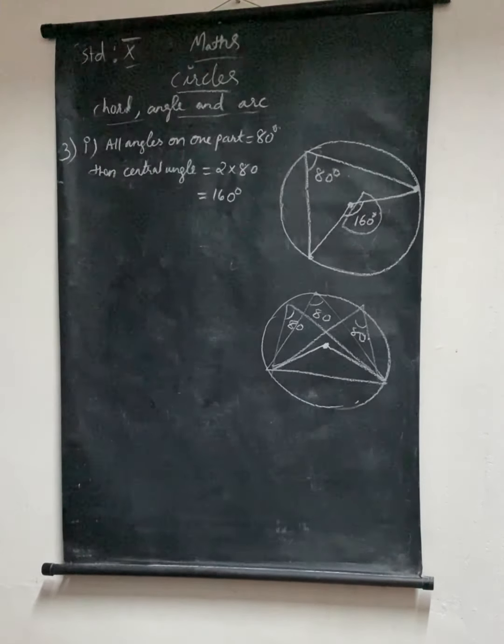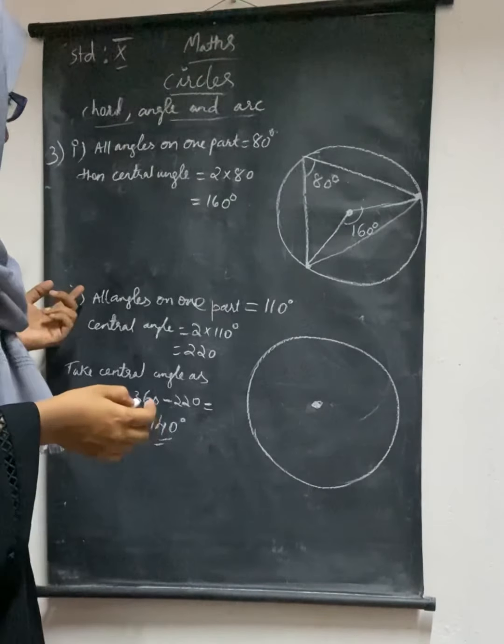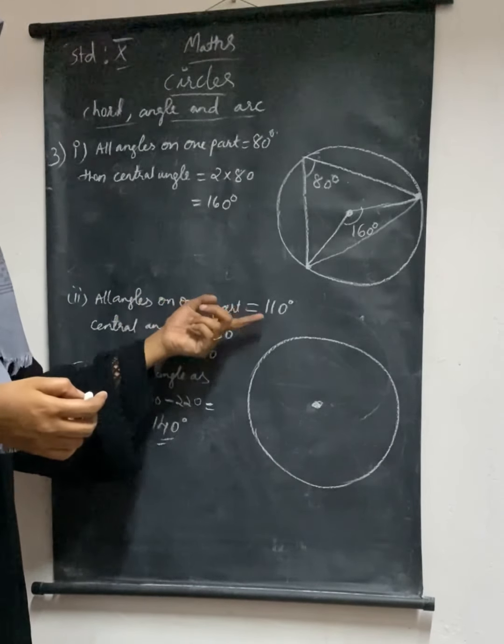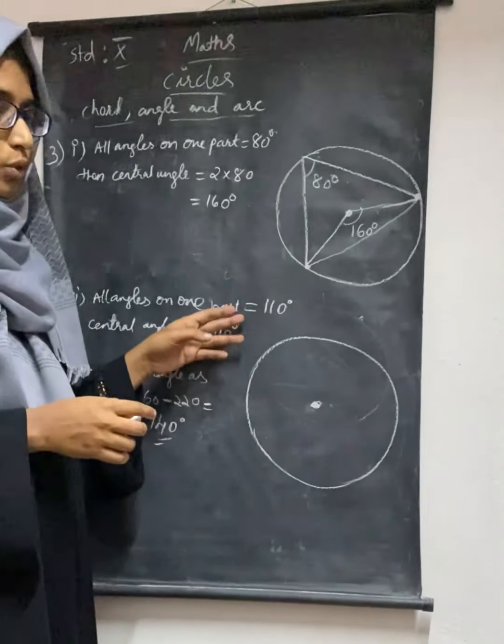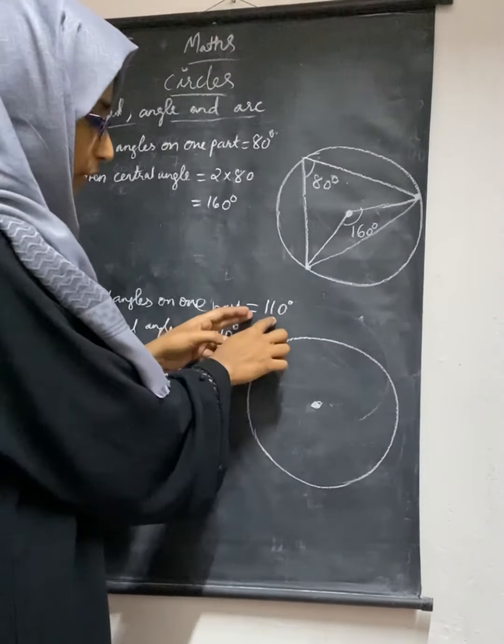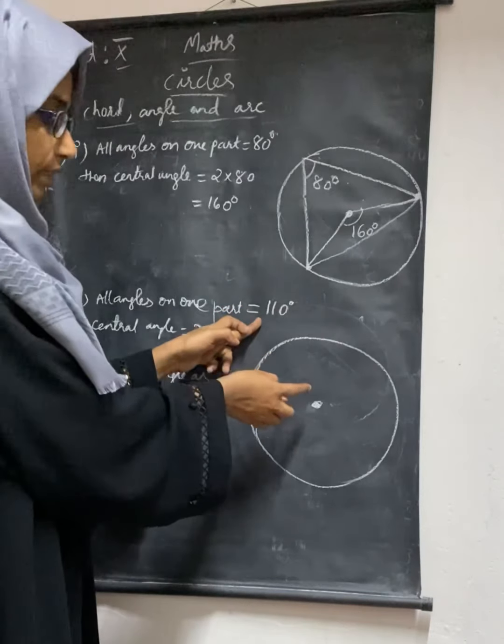Okay. So next sub question, that is the next one. All angles on one part is 110. So previously we have seen 80, now it is 110. So as usual you know that we want to find out the central angle for that.